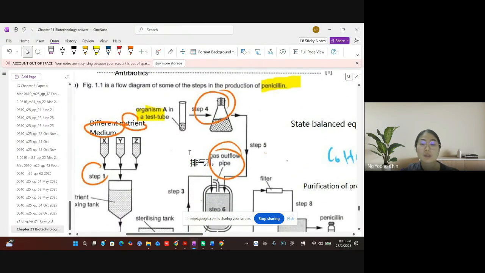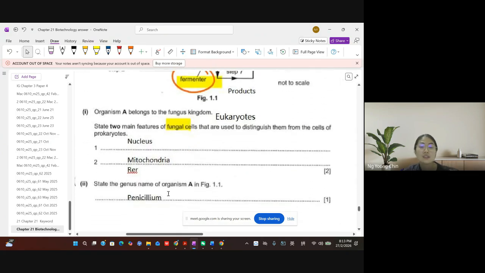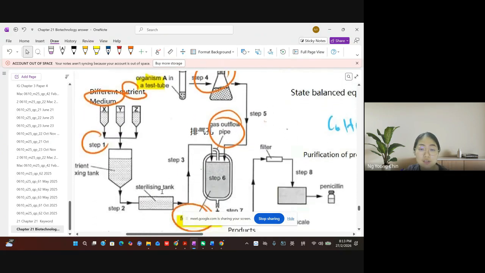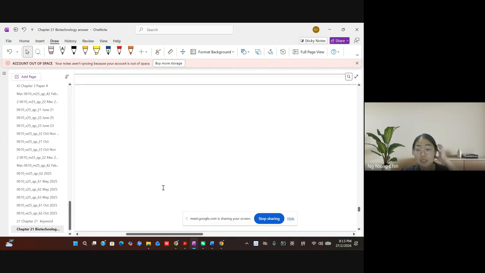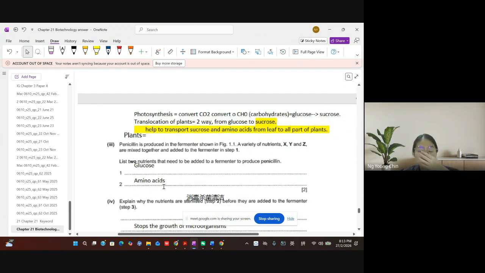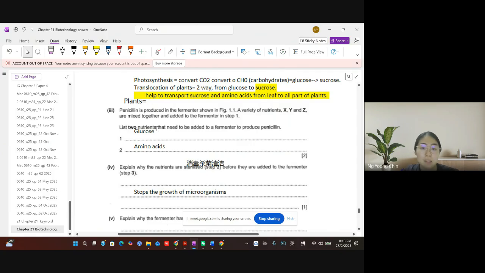So this one is step by step, and then say the genus name of organism A, right? So this is the penicillium. And for this one, penicillin is produced in the fermenter, and a variety of nutrients X, Y, and Z are mixed together and added to the fermenter in step 1. What kind of nutrient can you add to produce penicillin? Very simple, the most important is carbohydrates. Where can you get the carbohydrate from? You cannot write carbohydrate, you can only write the simplest nutrient, glucose, or the amino acids.